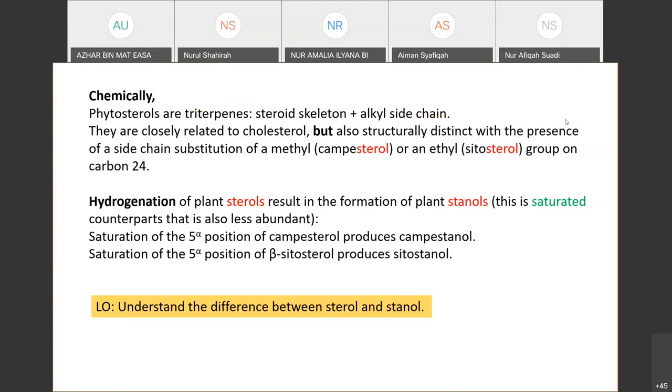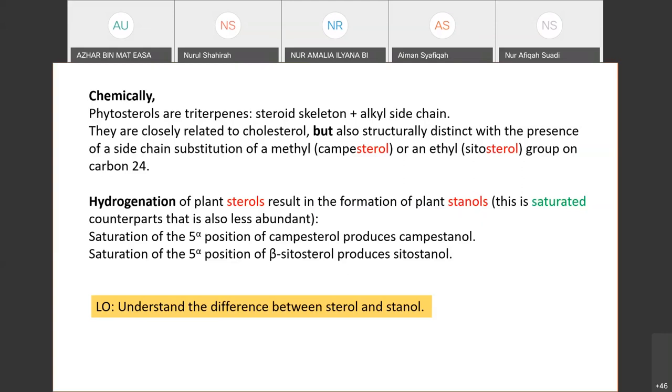In order to understand, you have to see the structure. What makes phytosterols, for example campesterol and sitosterol, different from cholesterol is carbon number 24: campesterol has a methyl group and sitosterol has an ethyl group. Then you will find two compounds: one is sterol, another is stanol.